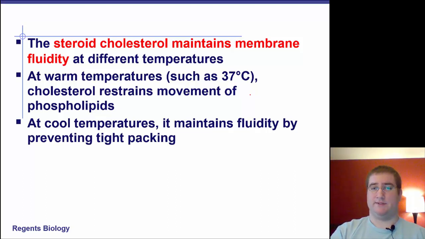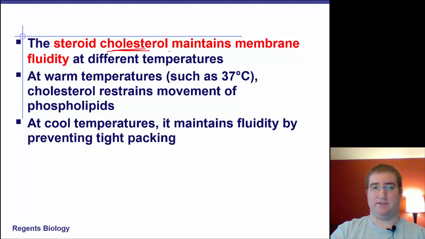Think about if you go outside. When you go outside and it's 0 degrees Fahrenheit, if you're up north, you don't instantly freeze. You don't become a stick of butter. And when you go outside when it's 110 degrees out, you don't melt into a puddle of fat. All of this is due to cholesterol.